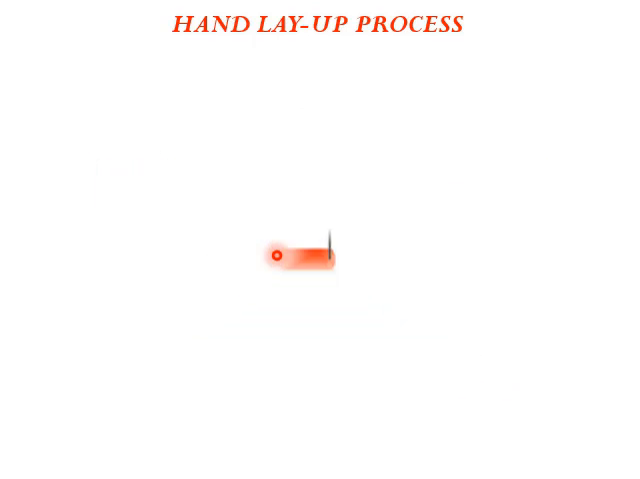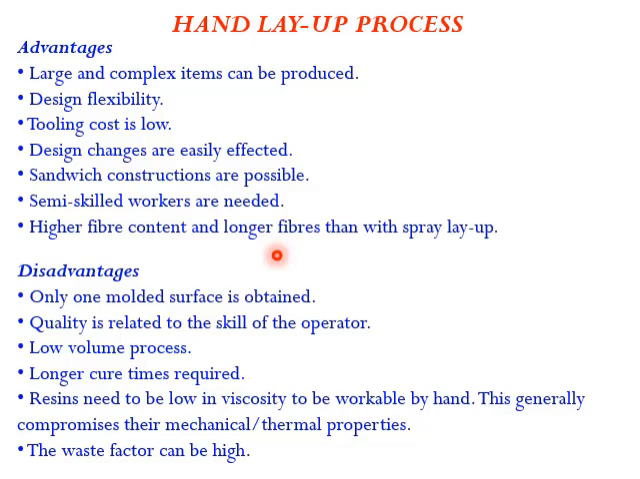Now, when we look into the advantages and the disadvantages associated with the hand layup process, large and complex items can be produced. Design flexibility, tooling cost is low, design changes are easily affected. So sandwich constructions are possible. Semi-skilled workers are needed. High fiber content and long fibers than with the spray layup process. So we can have continuous as well as discontinuous fibers.